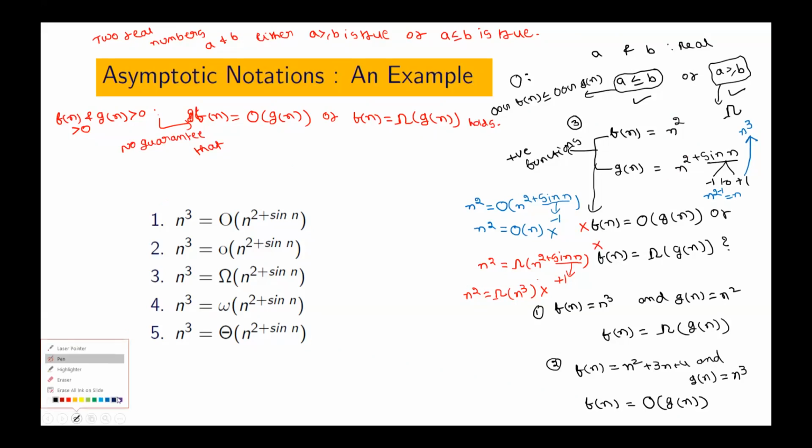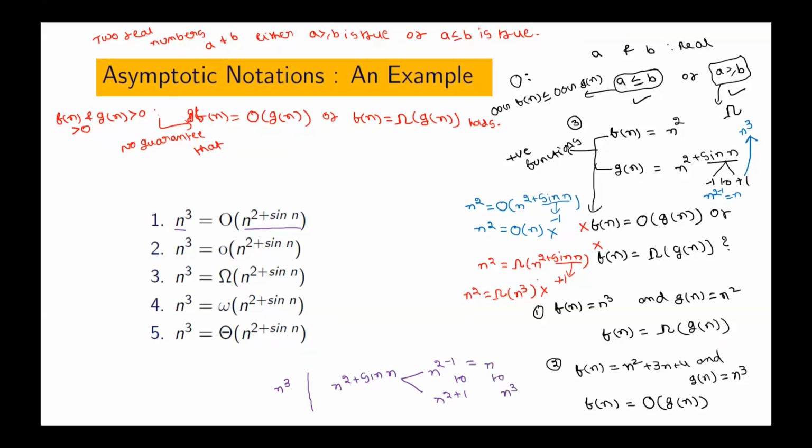What about the first one? Is that true or not? We are given two functions. One is n cube, the other one is n power 2 plus sin n. First tell me which one has higher order of growth, n cube or n power 2 plus sin n. n cube is fixed. n power 2 plus sin n can go from n power 2 minus 1 to n power 2 plus 1. So that is n to n cube. It can go from n to n cube.